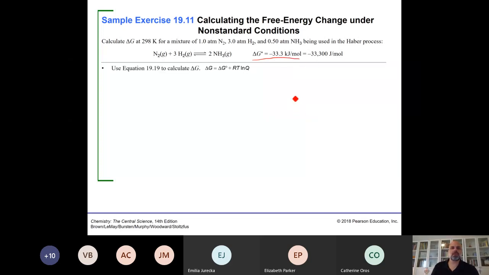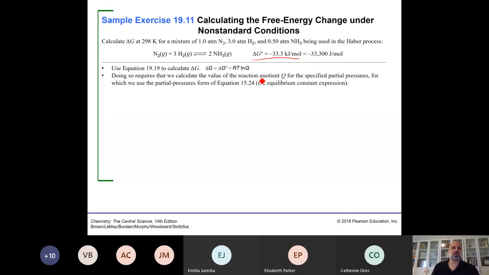So we use the equation delta G equals delta G naught plus RT ln of Q. And here's where Q is going to come in. We're going to have to calculate the value of the reaction quotient for the specified partial pressures, for which we use the partial pressures from the equilibrium constant expression.